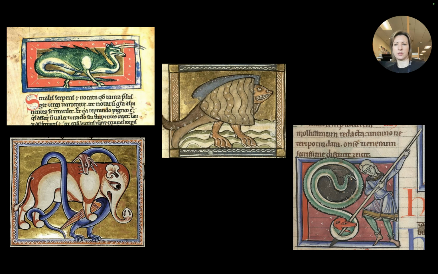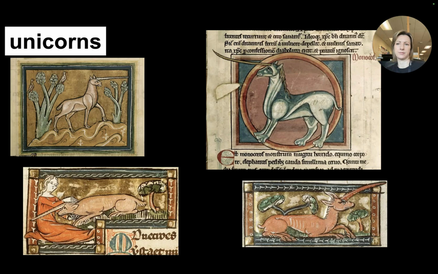Here are some more. So some have horns. That one's eating an elephant. That one has a guy spearing it through the head. So again, they would describe these as though they were real, but they were used to tell a moral story. So unicorns. So there's some that look more horse-like. There's some that look more deer-like.